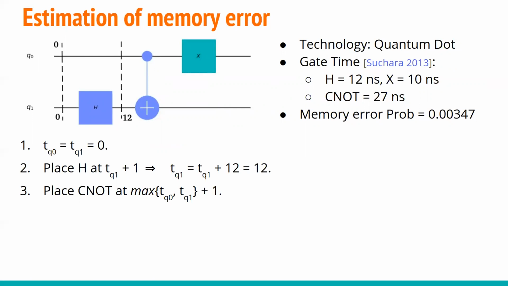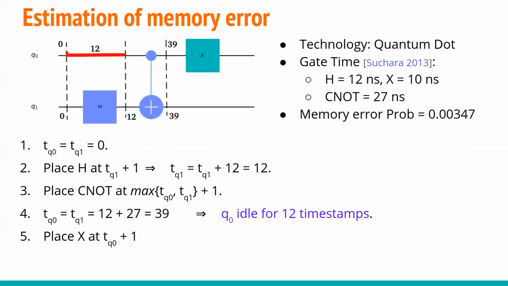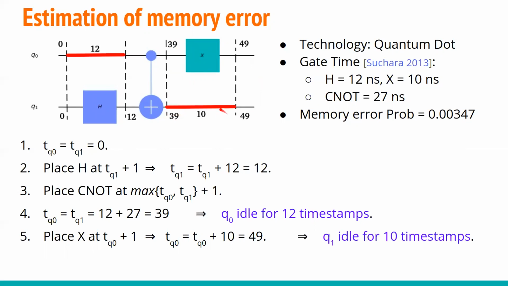Now, when we have a 2-qubit gate like this CNOT gate, we will put it on the maximum of the timestamp of the 2 qubits, which is 12 here. Now, it is 27 nanoseconds, so we have 39 nanoseconds, both timestamps increase to 39 nanoseconds, and we see that the first qubit has been idle for this time, 12 nanoseconds here. Similarly, we put this X gate on the first qubit, and the timestamp increases to 49, but here we see that it is idle for 10 nanoseconds.